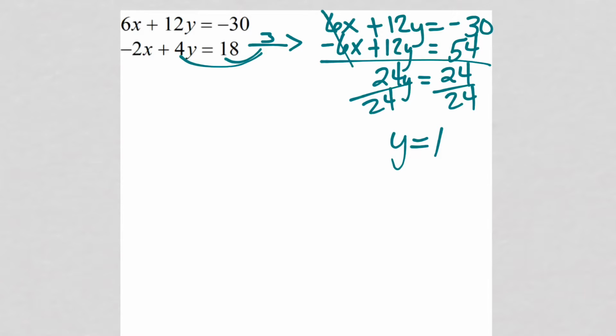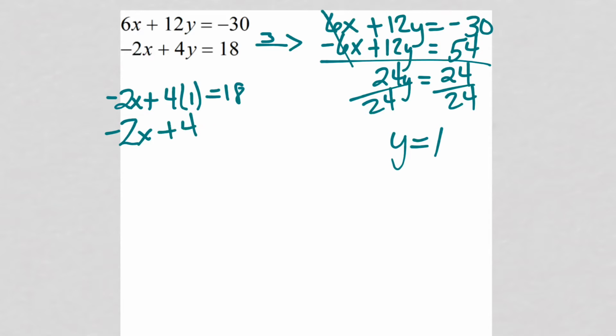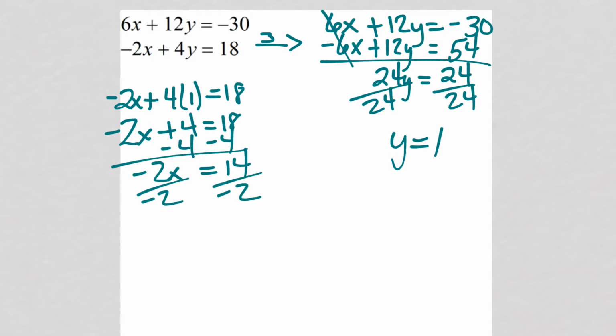I'm going to come back over here, look at my two equations. I'm going to pick the bottom one just because the numbers are smaller. So negative 2x plus 4 times 1 is going to equal 18. So I have negative 2x plus 4 equals 18. Subtract the 4 from both sides. And I have negative 2x is going to equal 14. Divided by negative 2, divided by negative 2, and x equals a negative 7. So here's my answer.